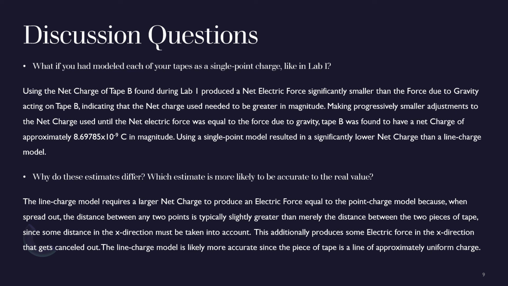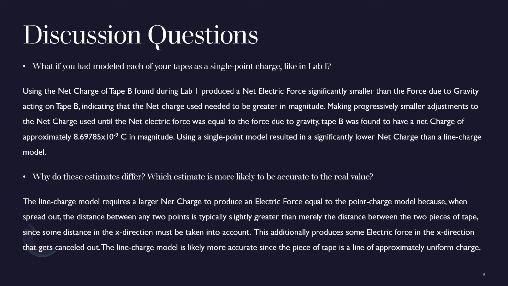Making progressively smaller adjustments to the net charge used until the net electric force was equal to the force due to gravity, tape B was found to have a net charge of approximately 8.69785 times 10 to the negative 9 coulombs in magnitude.